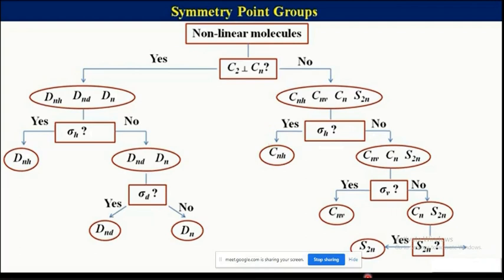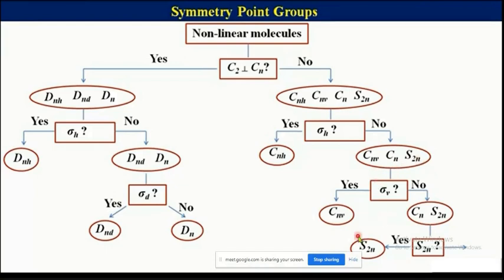The same sigma h and sigma d logic is applied on the right-hand side, where you need to see Cnh, Cnv, Cn, S2n. So if sigma h is present, then the point group will be Cnh. And if it is not present, then the remaining 3 are Cnv, Cn and S2n. Now what you need to see? You need to see sigma v.